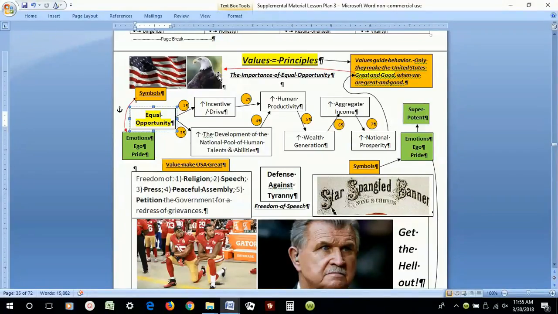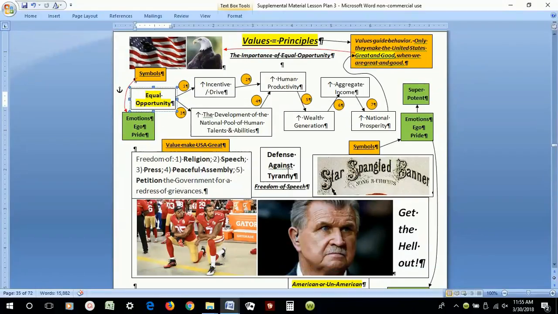It's not just symbols. Symbols are powerful, right? But it's powerful because they impact upon emotions. They impact upon ego and pride. Symbols, I couldn't care less about symbols. What's important to me are values, right?